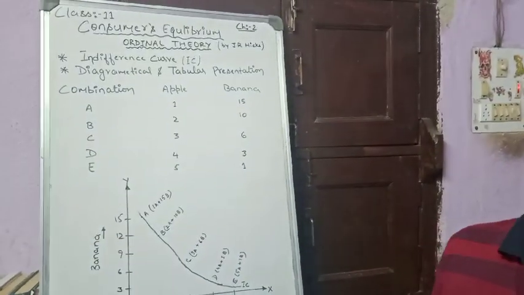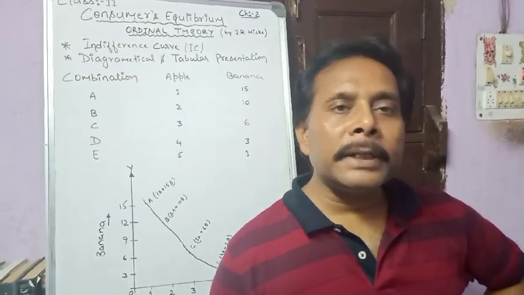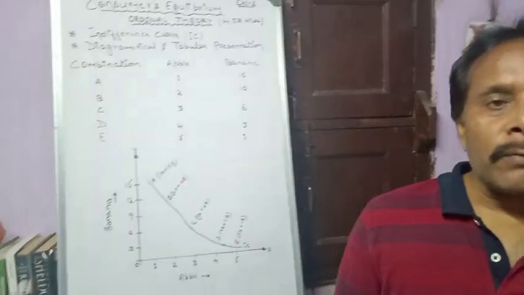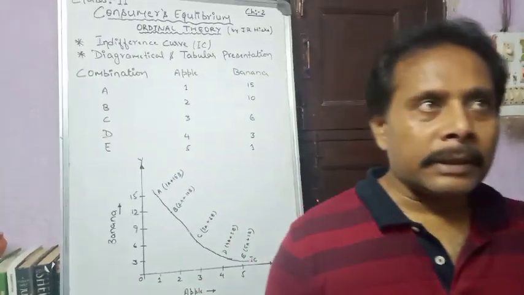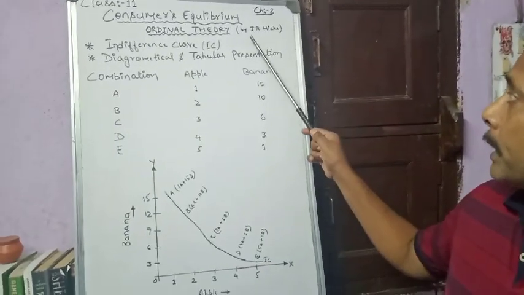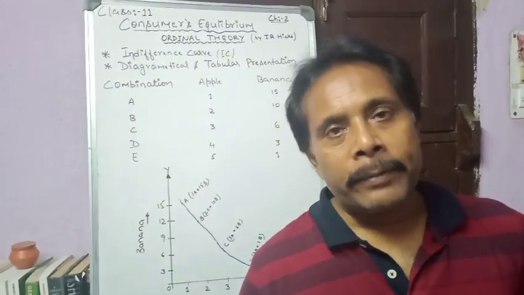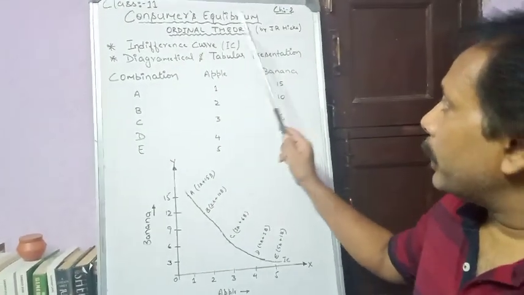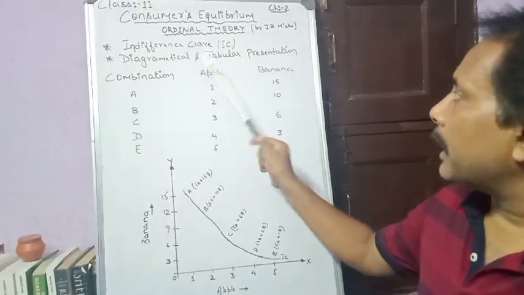Today I am going to start the ordinal theory of consumer's equilibrium. We have already discussed the cardinal theory. In the case of ordinal theory, we do not take any number. It is a psychological phenomenon. That's why Professor J.R. Hicks criticized the Marshallian theory and gave a new theory, known as ordinal theory or indifference curve analysis. So what is an indifference curve?